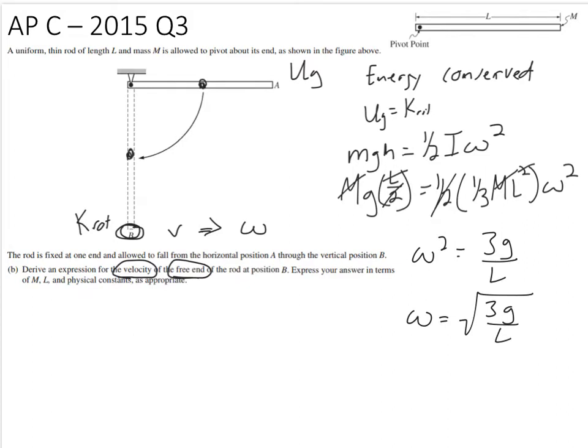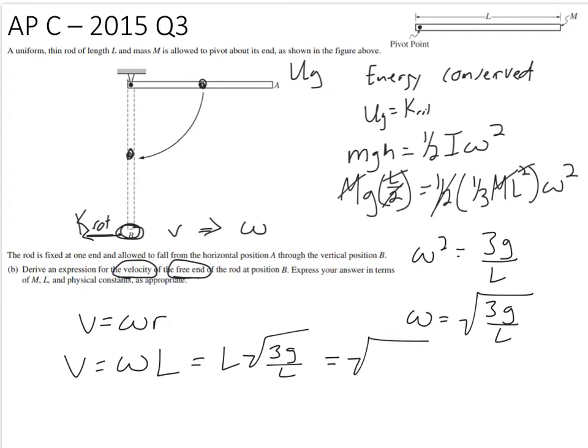Now, in order to find the linear speed, I use this relationship, that the linear speed equals omega r, and I'm trying to find the linear speed of the very end. So I have to multiply the length between the pivot and the very end, which is L. So the linear speed at the very end is equal to L times the square root of 3g over L. To simplify this a bit, 3gL squared over L. This L crosses out with one of those L's. I end up getting that the linear speed should be equal to the square root of 3gL.